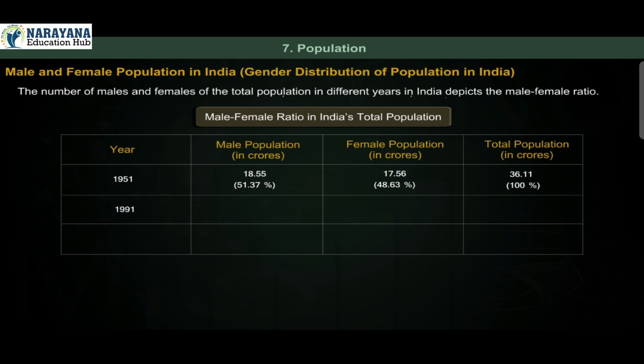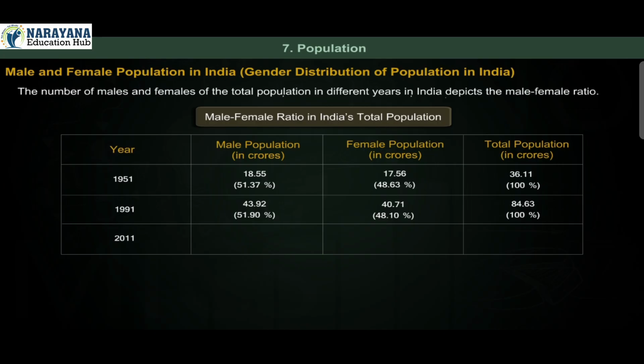In year 1991, male population is 43.92 crores, that is 51.90%. Female population is 40.71 crores, that is 48.10%. Total population is 84.63 crores, that is 100%.